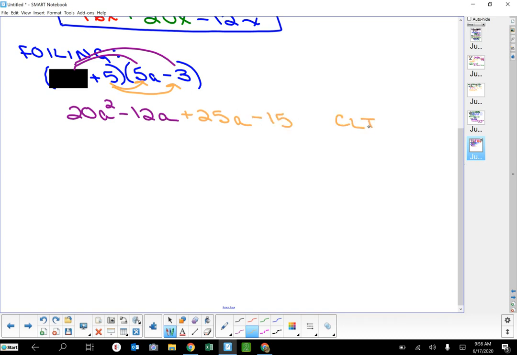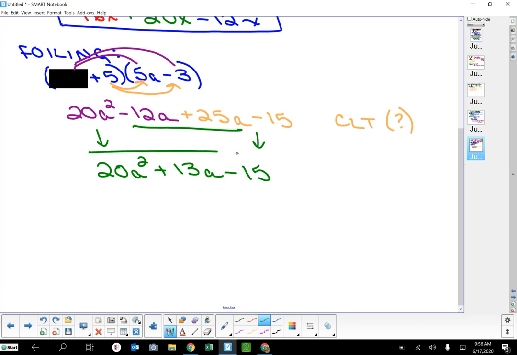And then you're going to combine like terms if you possibly can. Well, we can here because these two are similar. So we're just going to drop down the ones that don't have like terms. Negative 12 plus 25 is a positive 13a. And this guy, the negative 15, doesn't have a like term. And so that's a quick review of foiling. Like I said, I like to just think of it as double distribution. That's what you're really doing.